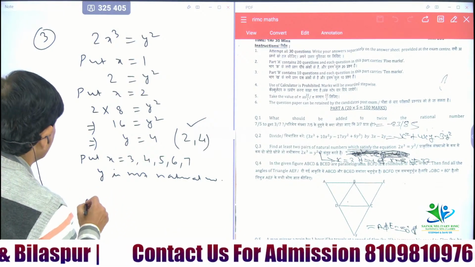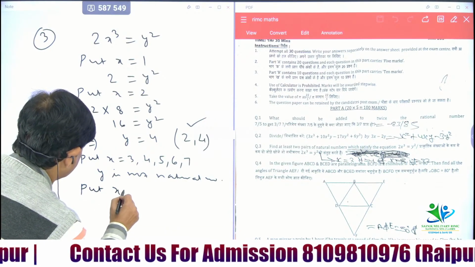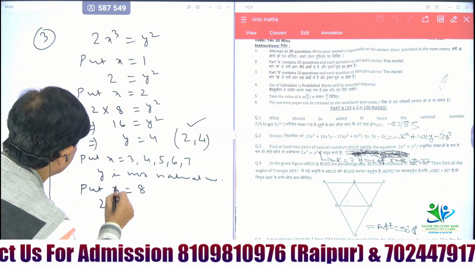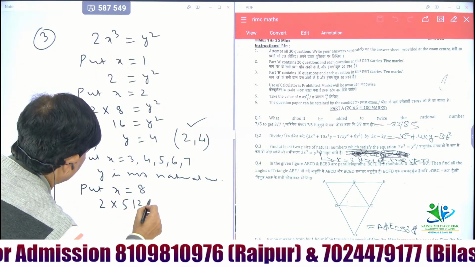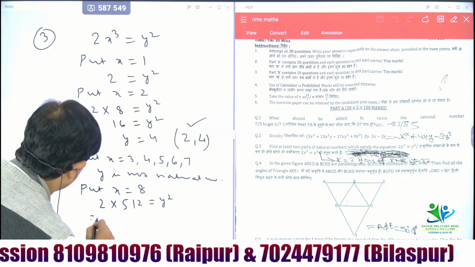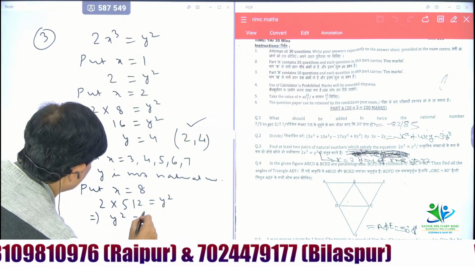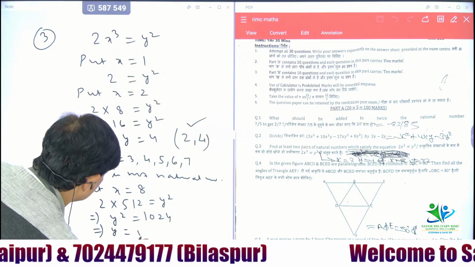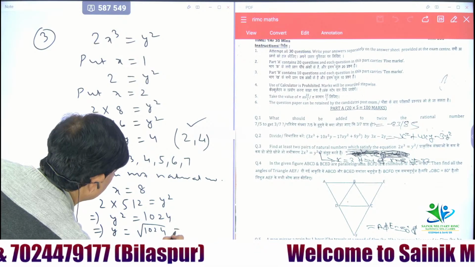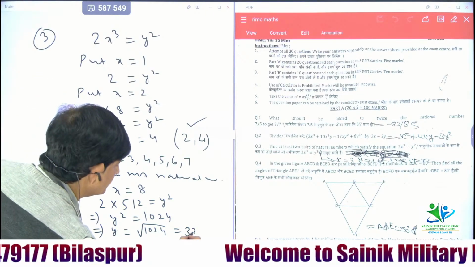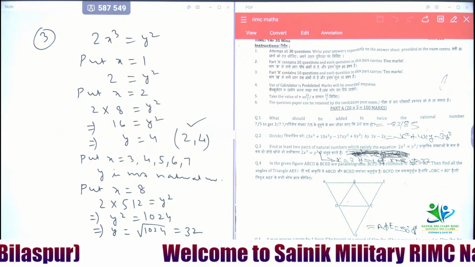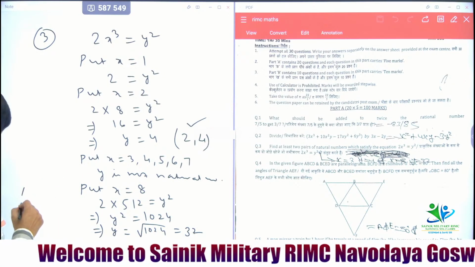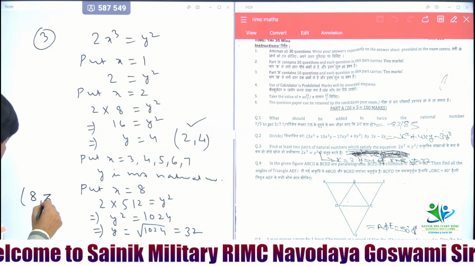इसके बाद if we put x is equal to 8 here, then you get 2 into 8 cube. 8 cube is 512 and that is y square. And from here y square is equal to 1024. And if we take the square root of 1024, you get the value 32. That means another set of natural numbers is x is equal to 8 and y is equal to 32.